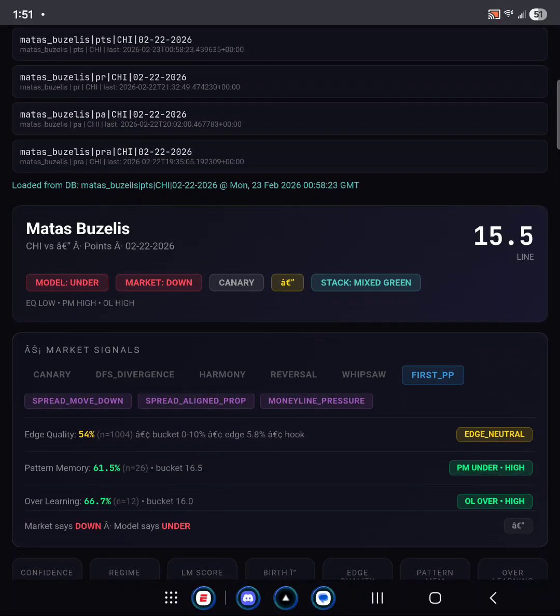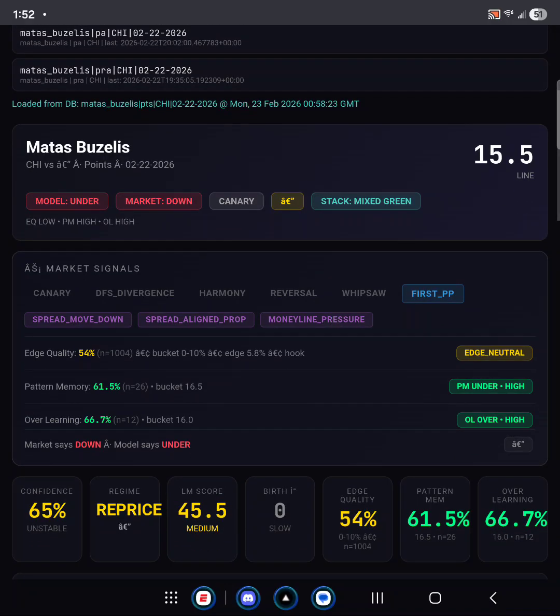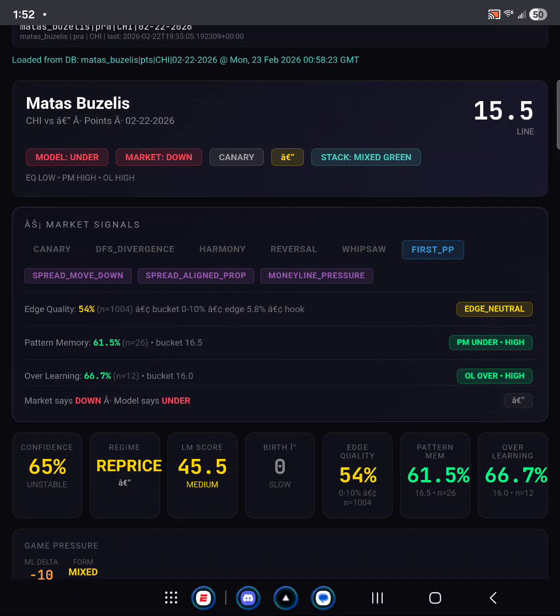Alright, so we have this line right here. We got 15.5 for his points. You can see right here clearly that it says the market moved down, the model moved down. It says canary, meaning that there are some books that move first. The early books move first. Mixed signals, green. We'll talk about that a little bit later. So the market signals right here are very important for you to know. You got canary, DFS, divergence, harmony, reversal, whipsaw.